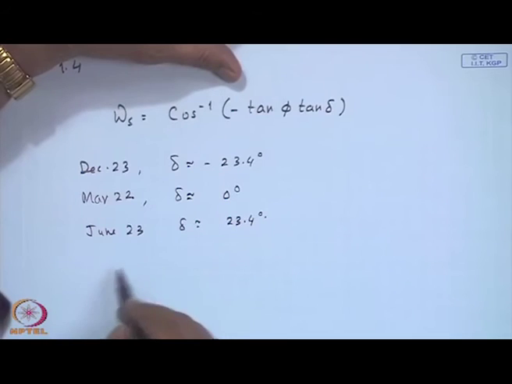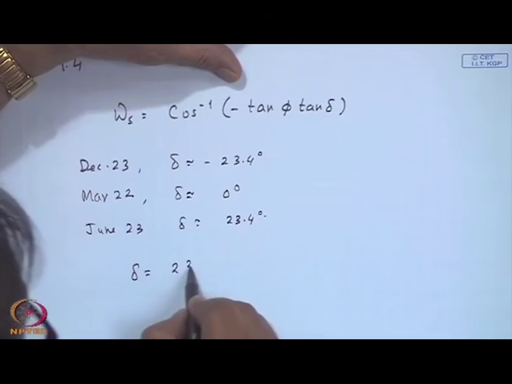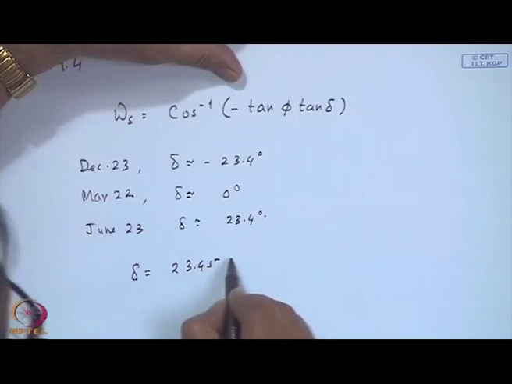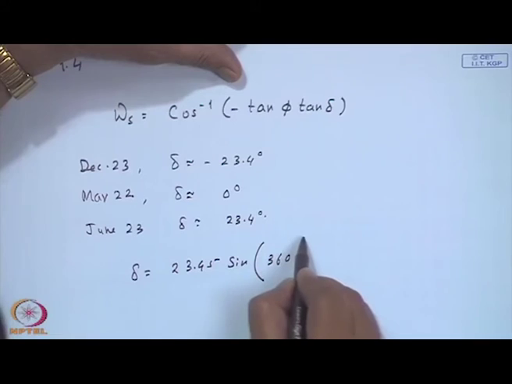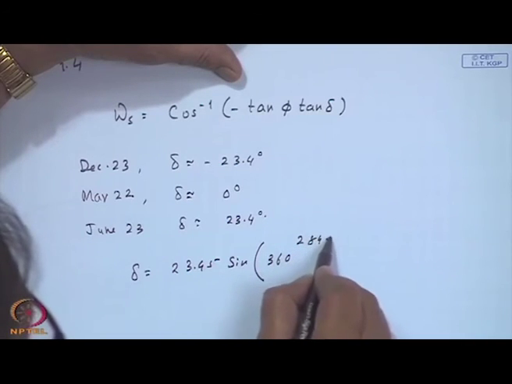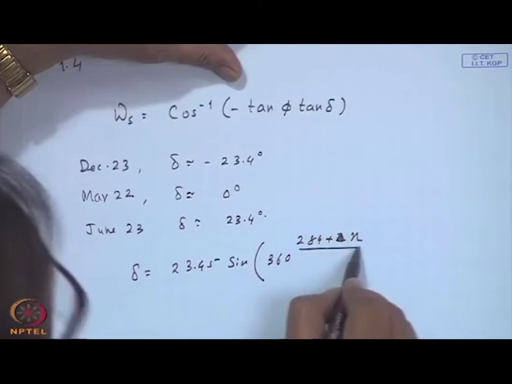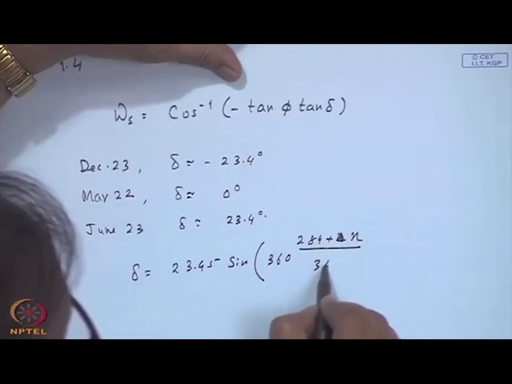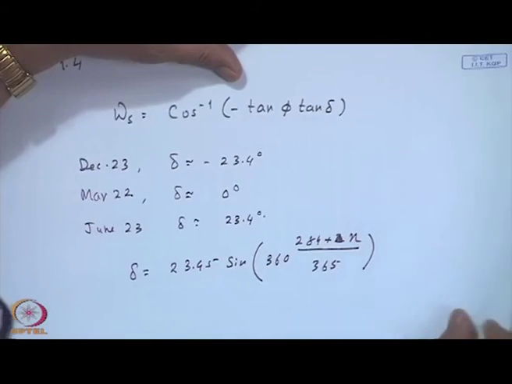Or you can calculate, if you want to be fussy, 23.45 sine of 360 times 284 plus, or rather sorry, n upon 365. Okay.